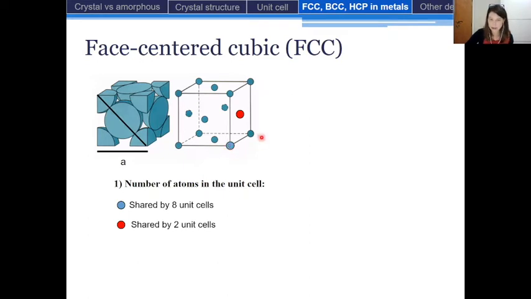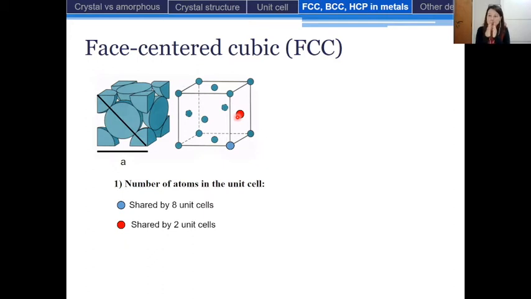So we can see that we have 8 atoms that are in such equivalent position. And in fact, these atoms are shared by 8 unit cells. We are going to see it in a more detailed way later. And we have these atoms that are located at the centers of all the cube faces, and each of them are shared between 2 unit cells.